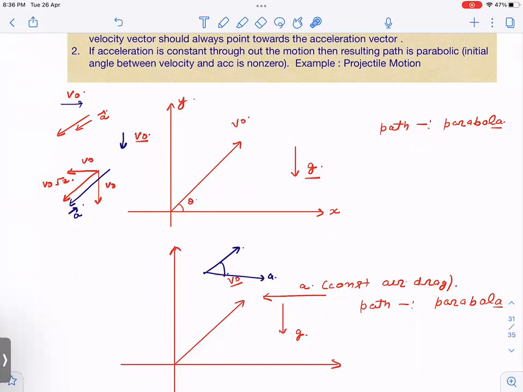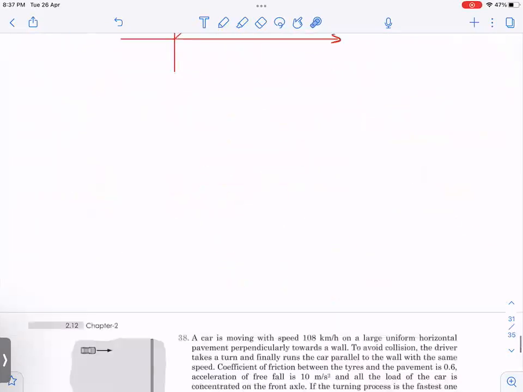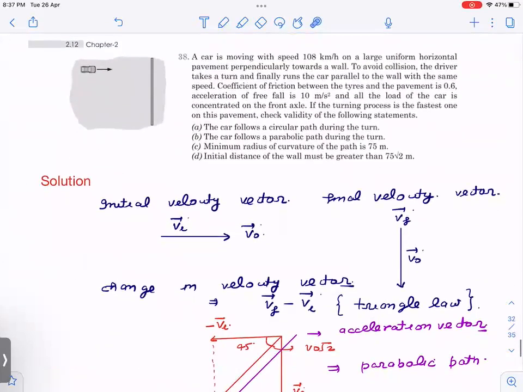Fine. So let us apply this concept now in this question. This is laws of motion, question number 38. Very, very important question. Exactly this same question can come in JEE Advanced 2022. So let us see. There's a car moving with 108 kilometer per hour. We can convert this into meter per second, so that will come out to be 30 meter per second, multiplying by 5 by 18, on a large uniform platform. So this is the platform, perpendicularly towards a wall.